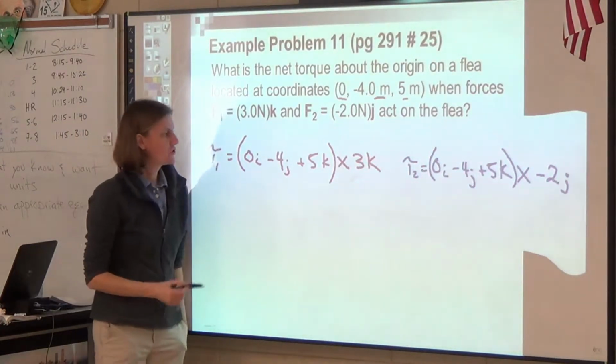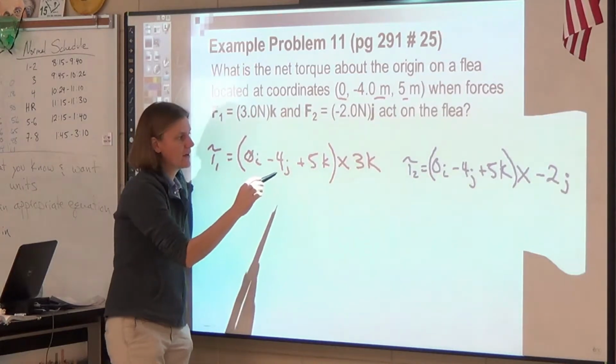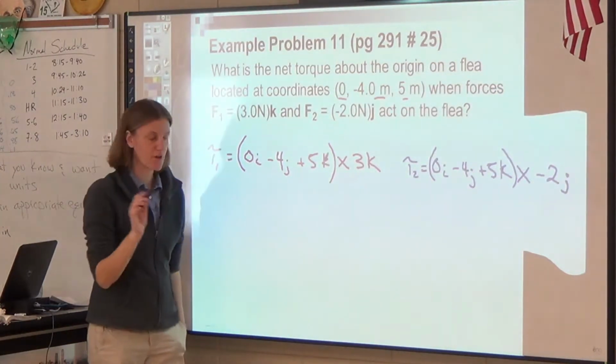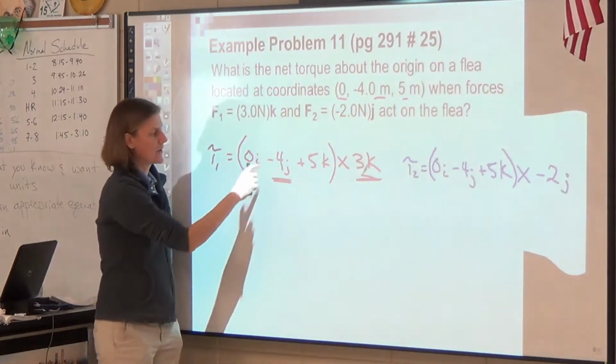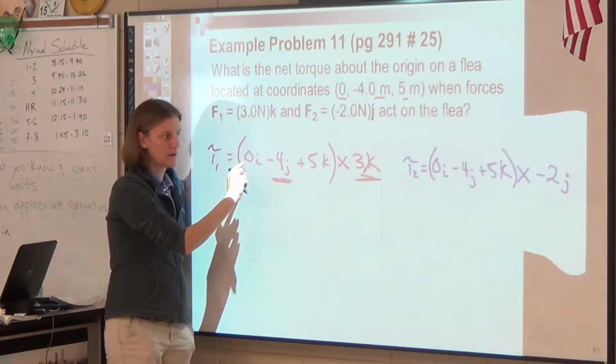Okay, so what's 0 times 3? 0, don't care about that part. What is K cross K? 0, don't care about that part. So I just need to do this and this. Now when you have like -4, I just like to keep the negative sign with the number.